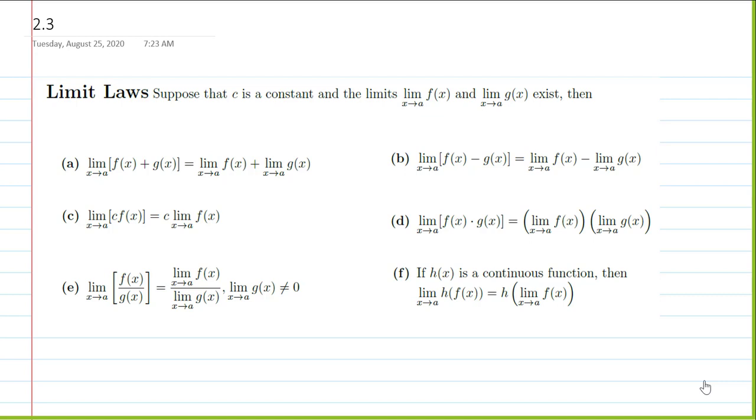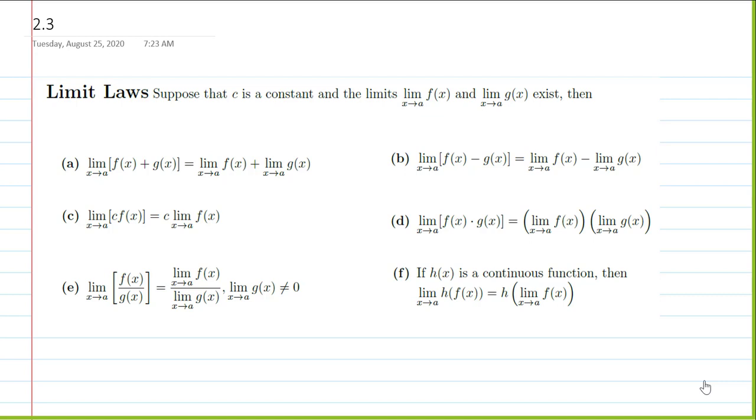So the first 6 properties that you see here are referred to as our limit laws. They are going to tell us the algebraic properties that we are allowed to use with limits. So suppose that c is a constant and that the limit as x approaches a of f of x and the limit as x approaches a of g of x exist, then it says that the limit as x approaches a of f plus g is equal to calculating the limits independently and then adding them up.